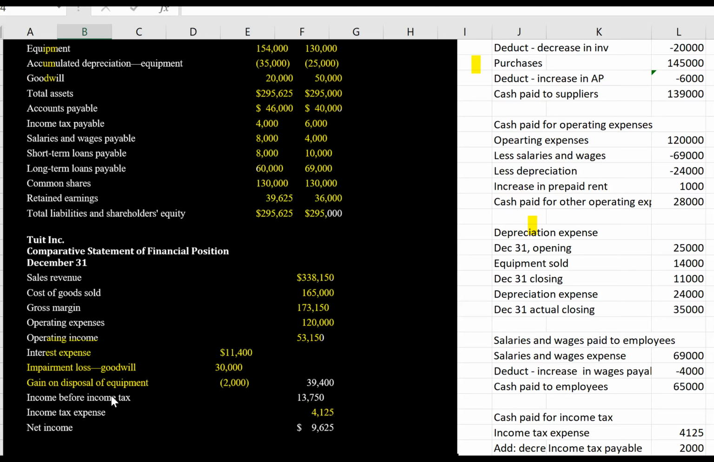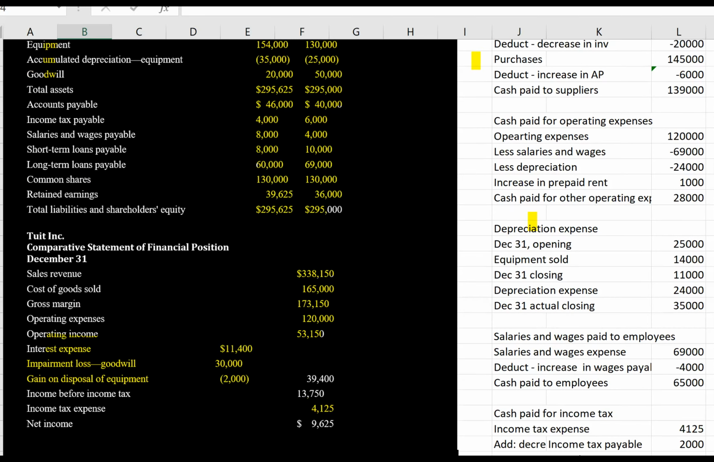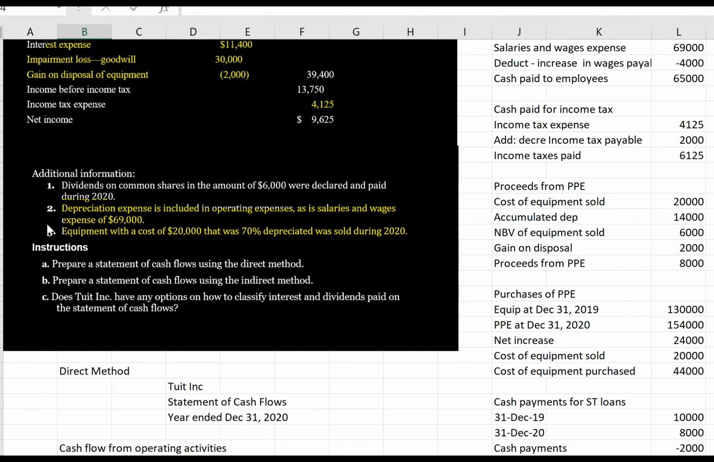And then we've already dealt with income tax, and these are just subtotals here. So we've dealt with everything on both the statement of financial position and the income statement. So that means we've dealt with all the supplemental information, which we always want to double check. We dealt with this one. We have the dividends on common shares being paid. That's one of our financing activities.